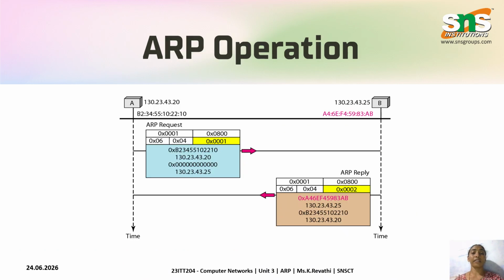Then this is the architecture for ARP operation. When a sender wants to know the MAC address, it broadcasts an ARP request for the IP to the network. The target device replies with its MAC address using an ARP reply message.